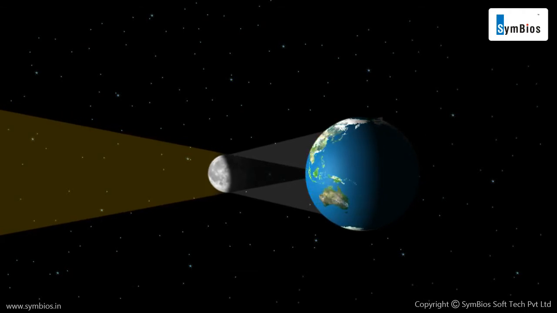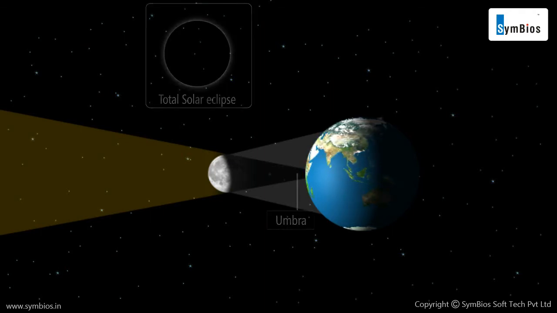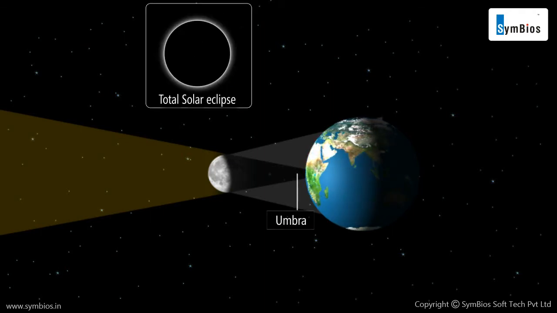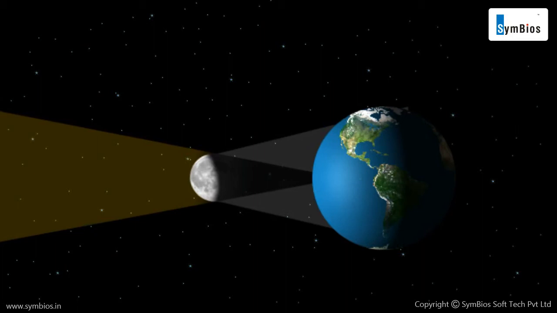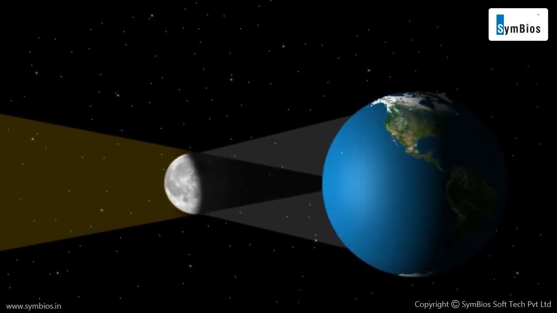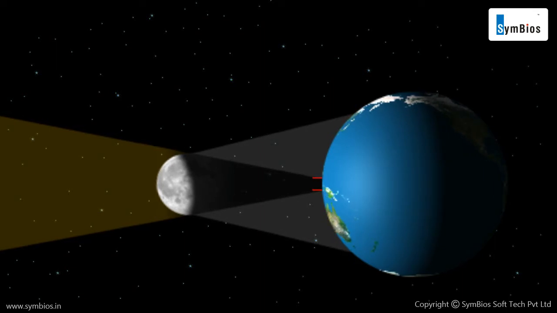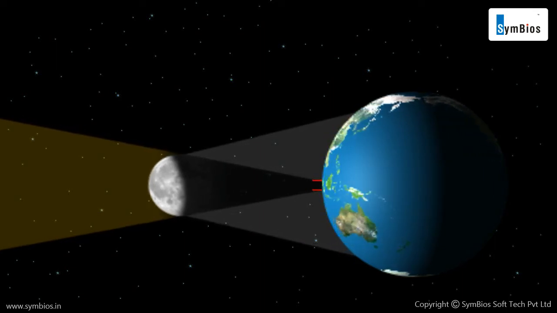The moon's shadow also has an umbra and penumbra region. The umbra region experiences a total solar eclipse. The penumbra region, where the view of the sun is partially obstructed, experiences a partial solar eclipse. Here, since the source of light is very large and the object is small, the umbra decreases in size as the moon moves away from the earth.